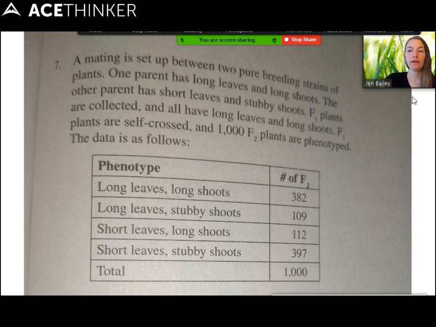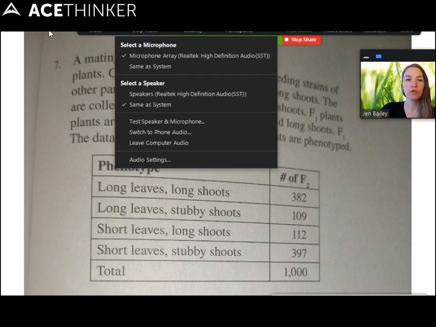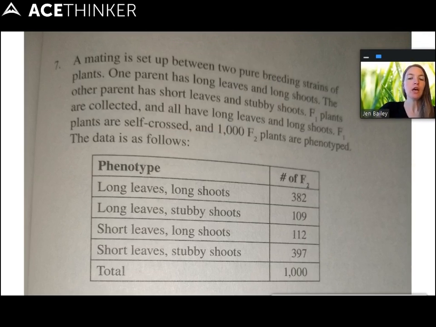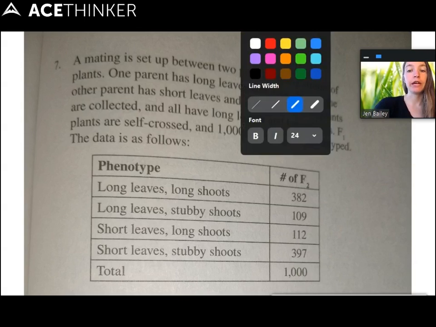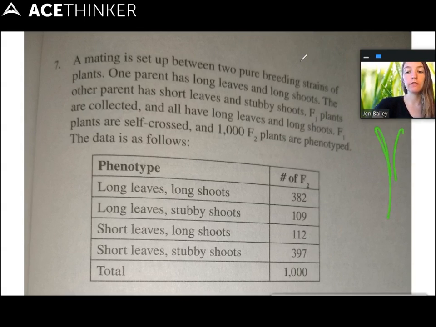Here we go. A mating is set up between two pure breeding strains of plants. One parent has long leaves and long shoots. The other parent has short leaves and stubby shoots. F1 plants are collected and all have long leaves and long shoots. So before we go any farther, what they are telling us is that they have bred two plants. One's got long leaves and long shoots. The other has short leaves and short shoots. They cross them and all of the F1 plants have long leaves and long shoots.